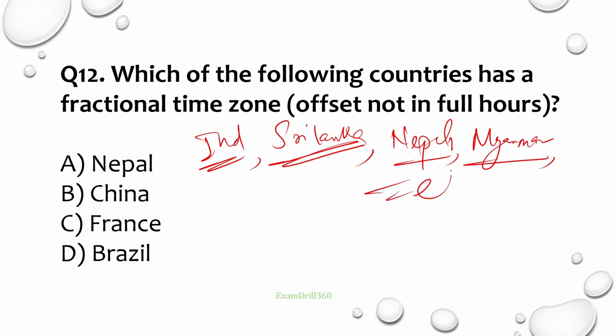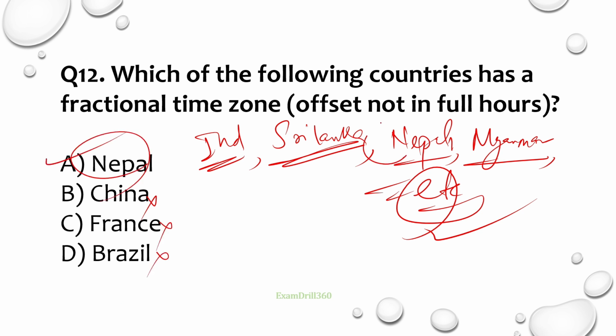And a few other countries and regions also follow a fractional time zone. China does not follow a fractional time zone, France also does not, Brazil also does not. Nepal we already discussed. India, Sri Lanka, Nepal, Myanmar and a few other countries and regions follow the fractional time zone. So Nepal will be the answer.